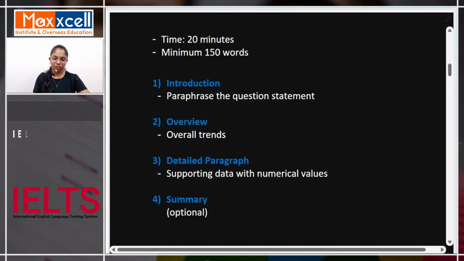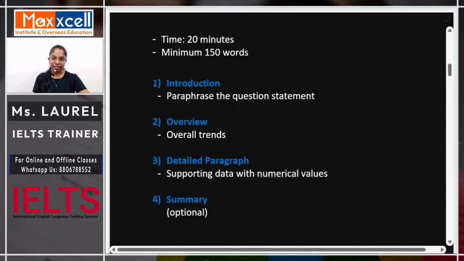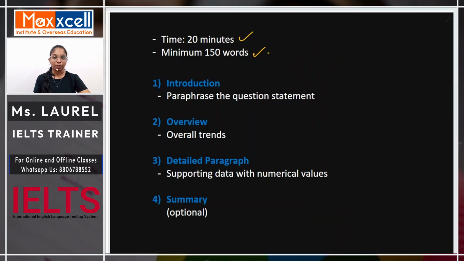First, let us understand how to structure a report in general. As we know, for writing tasks, you get a total of 60 minutes. This 60 minutes is split into two, that is 40 minutes for your essay writing and 20 minutes for your report writing or letter writing, that is your task 1. So here you can see that the time for the report is 20 minutes and you have to write a minimum of 150 words. Maximum there is no limit, but ideally keep it between the range of 150 to 170 maybe, because you need to save your time for task 2, that is essay writing, which has double the marks of your task 1.